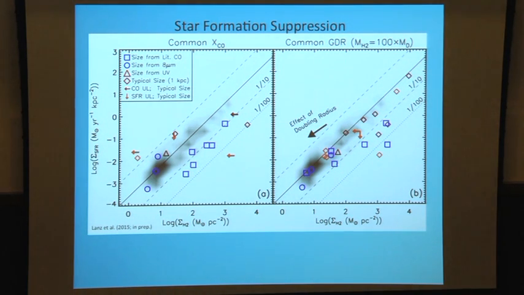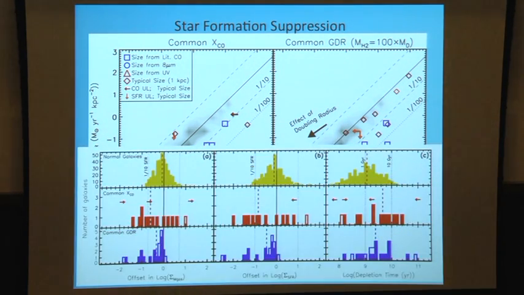To see this another way, I've plotted histograms here, where in yellow I'm showing you the normal galaxies, what were the contours in the Kennicutt-Schmidt plot. In red, I'm showing you the CO-derived positions, and in blue, I'm showing you the dust-derived positions. On the left, what I'm showing you is the offset in the horizontal. In the middle, the offset in the vertical, and on the right, I'm showing you the depletion times, which is the molecular gas reservoir divided by the star formation rate.